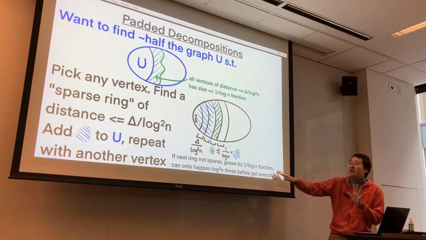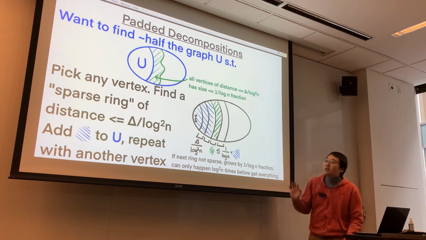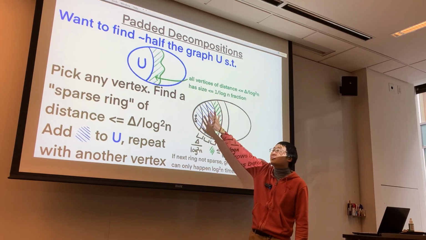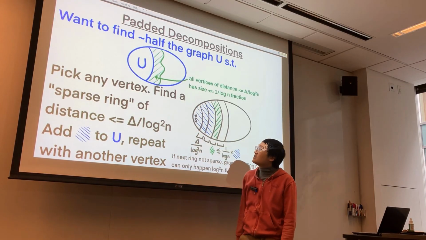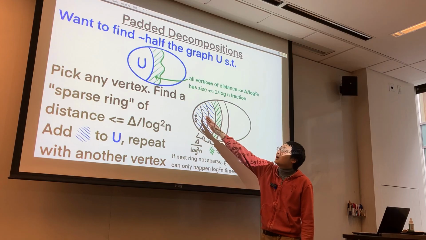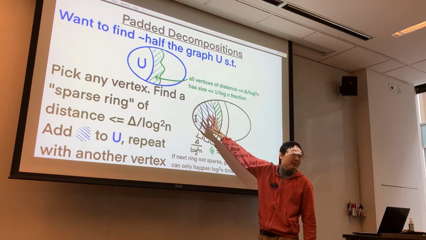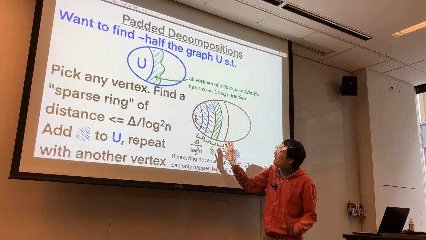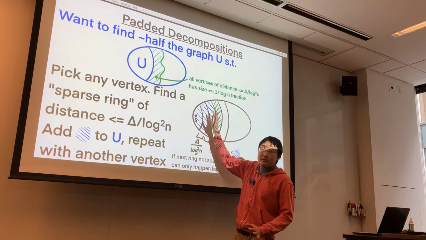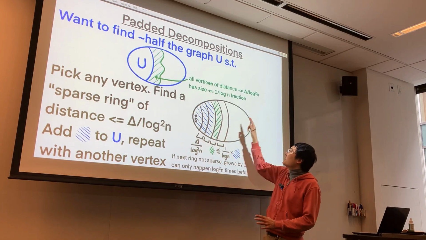So what happens if you just get everything? We'll talk about that later on. But now suppose that you don't get everything, you get a small ball. Then you add this piece to U and just repeat. So you pick a vertex, find a sparse cut. Let's say the ball is small. Then you add this to U. I missed a step, which is you actually delete this from the graph. And then repeat elsewhere.